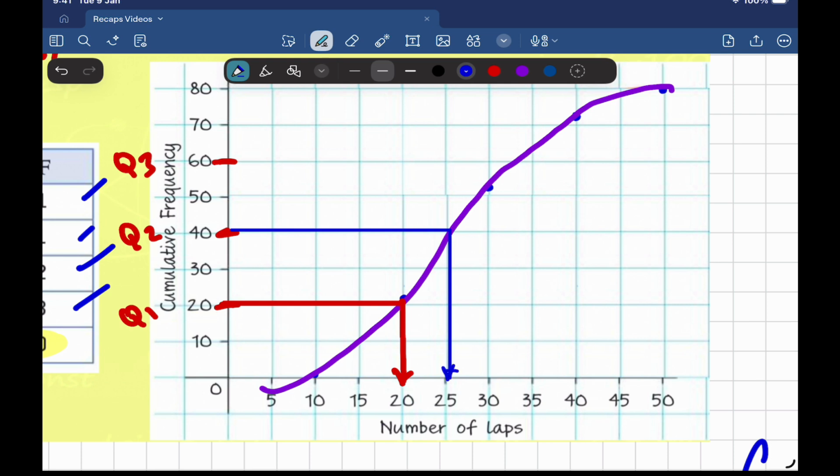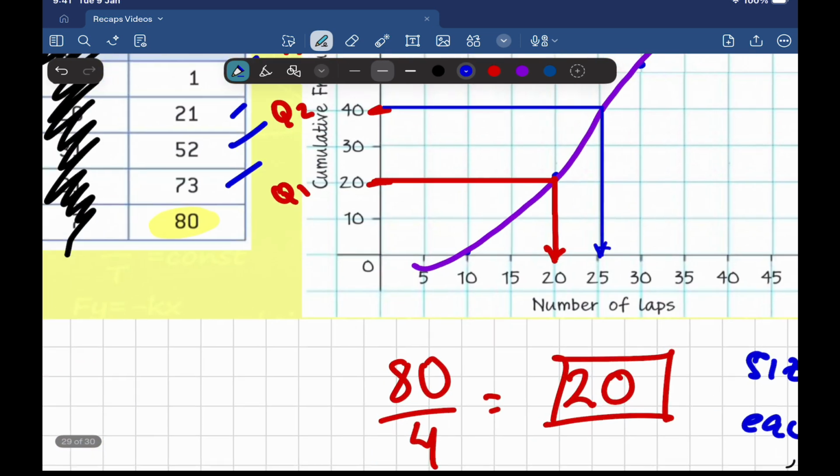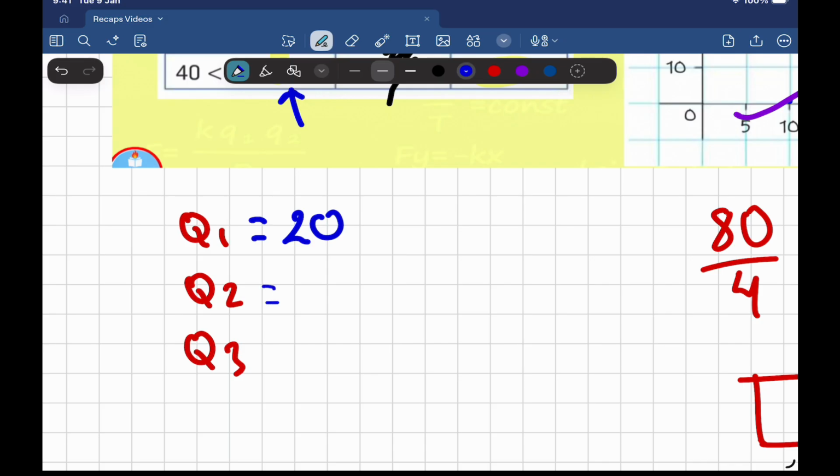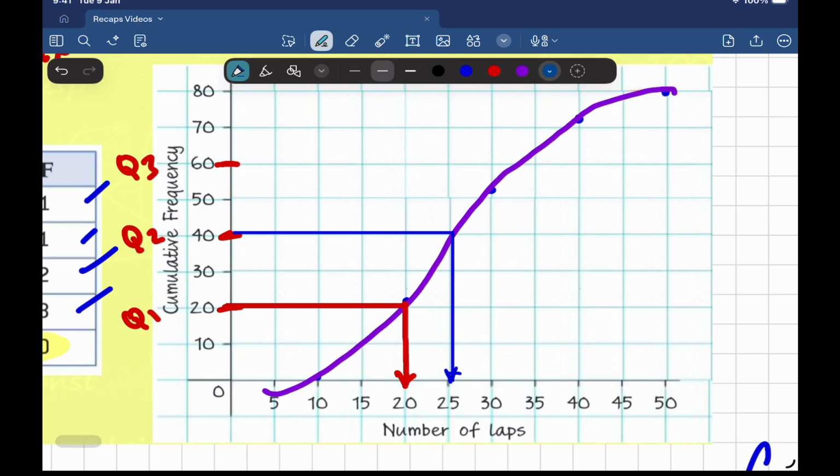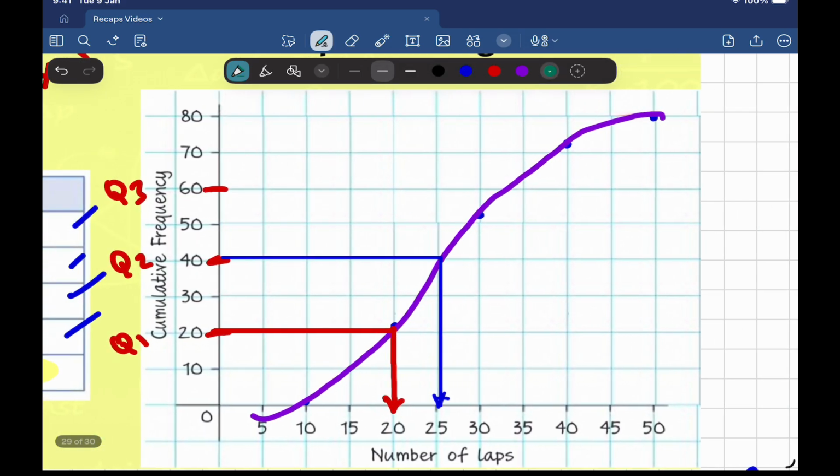So according to this, it is 25. So we can say Q2 for our estimation is 25. Then let me use a different color. Let me use green. Okay, then the next one is Q3.